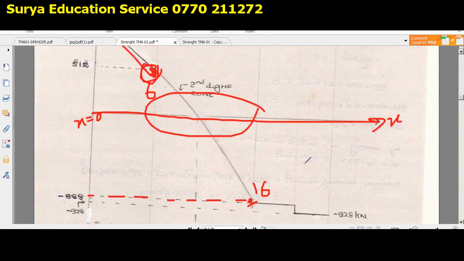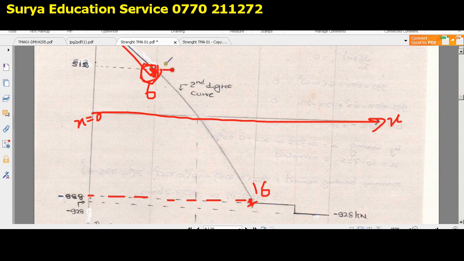That's it. So now the next target is how you are going to connect that. This is one point and this is the other point. This is the value of 512, right? Let me just erase that, it would be clearer. Okay, right. So now this is 512, and this is minus 888.